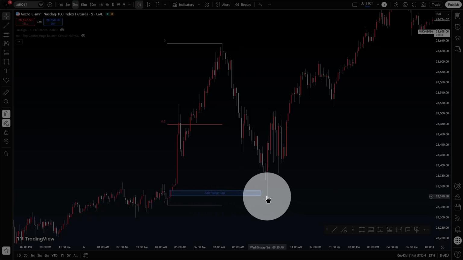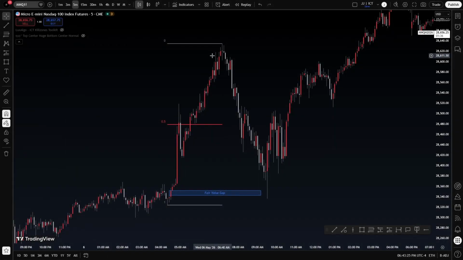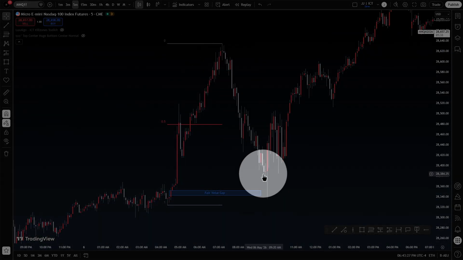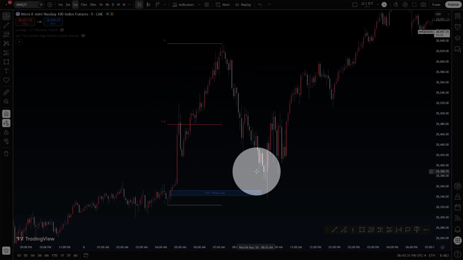Look at that. Can I get any more precise? I don't think so. And then I think it hits this rejection block and uses that rejection block to jump higher. Basically, what I'm saying here is it came down. It didn't necessarily rebalance to equilibrium, but it rebalanced to and below it, which still counts.